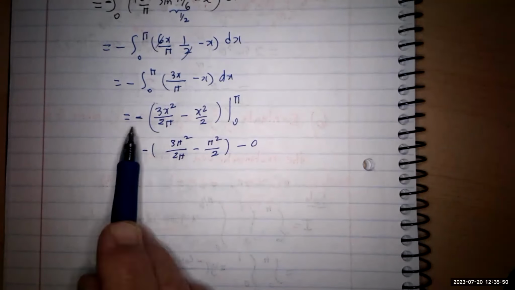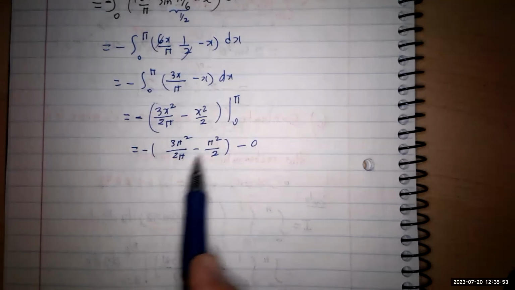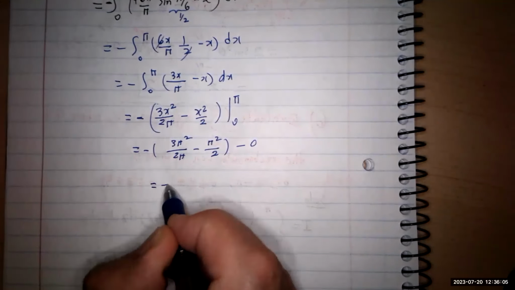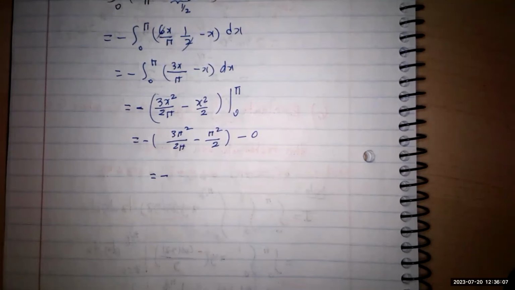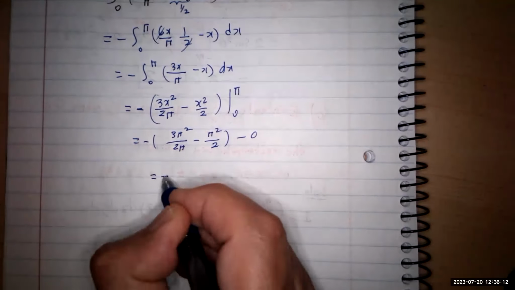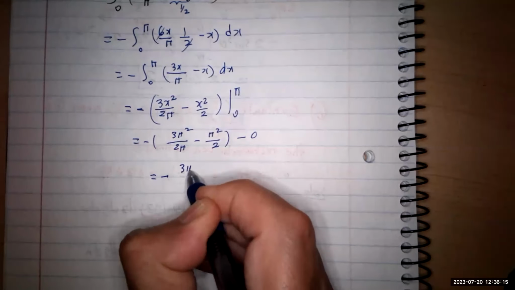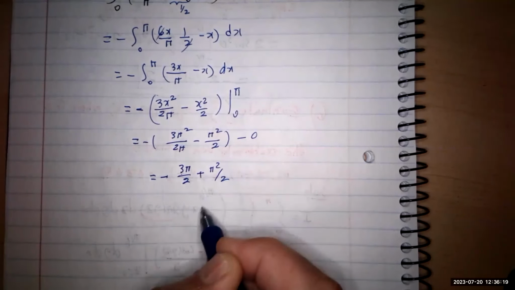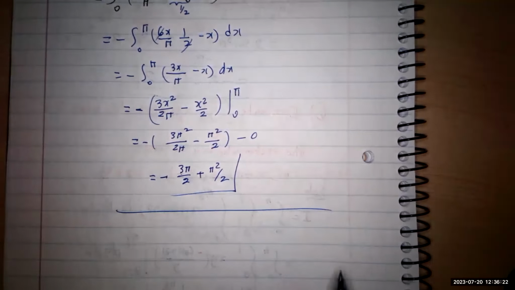3 pi squared minus, okay, everything seems to be all right. Then I can simplify the top and then you're done. So what you can do is use your calculator or just put these together to get the final. I just simplify it. So that gives me 3 pi over 2 plus pi squared over 2. So that gives you the final answer.